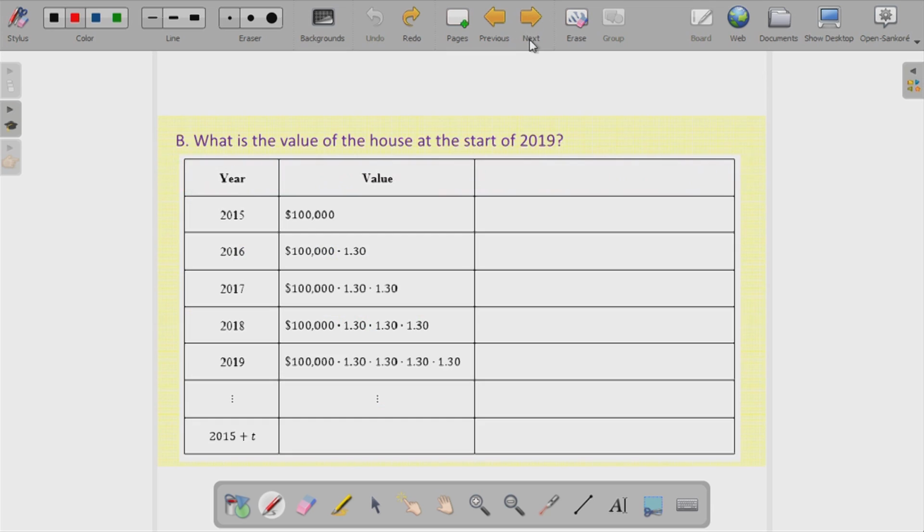1.30. So because we're mavericks, we decided we want to do this problem out of order. We're actually going to address part B first and then circle back to part A. So John, how would you think about how to determine the value at the start of the year 2019? All right, well, where are we starting? Starting in 2015, and we have a value of $100,000.